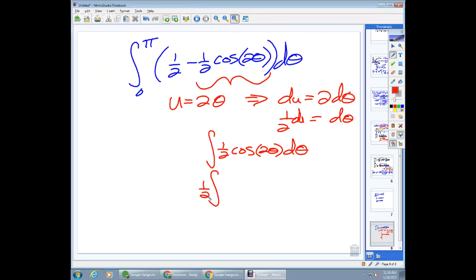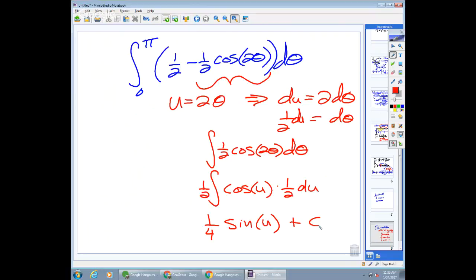Cosine of 2 theta becomes what? Cosine of u. And what is d theta equal to? 1/2 du. Right, so that 1/2 just gets carried along as a quarter. Right, and the antiderivative of the cosine is the sine. And then since I don't have boundaries here at the moment, I technically have a plus c there.